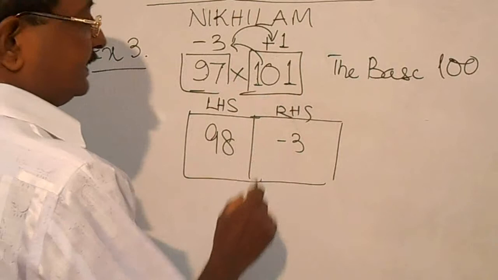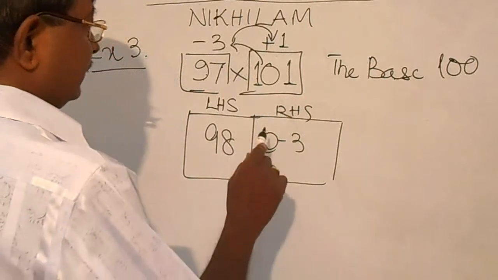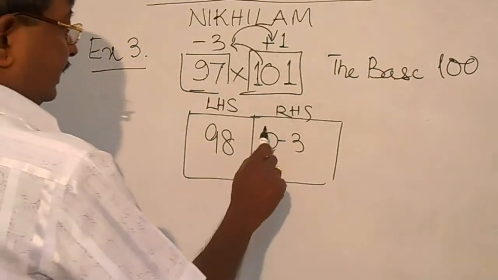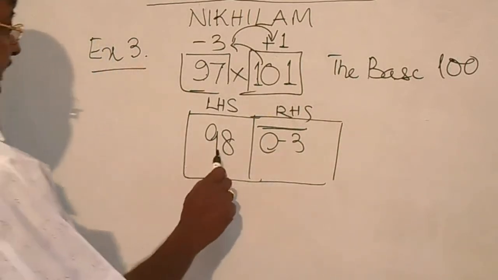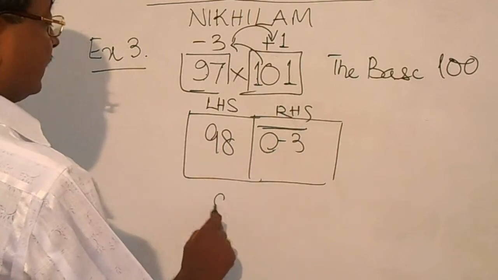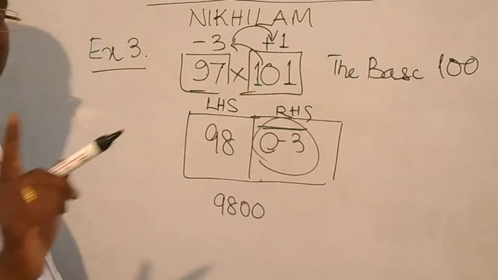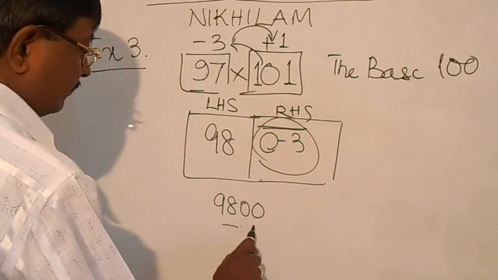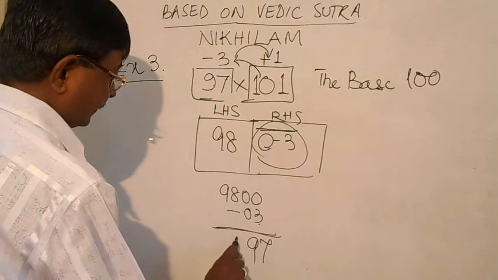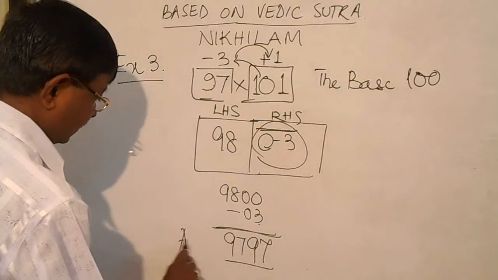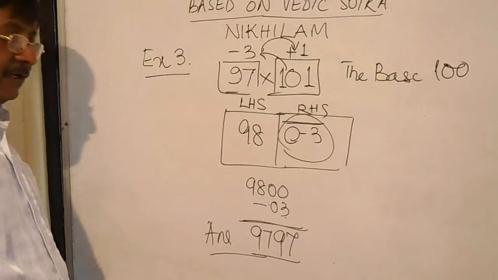Here we should actually have 3 digits. Because the base is 100, the RHS should contain 2 digits, but it has a negative sign. For that negative sign, there is one more step to be performed. What is the step? We take the answer as 9800, but since the last 2 digits have a negative sign, we have to subtract 3. So 97 into 101, my answer is 9797.